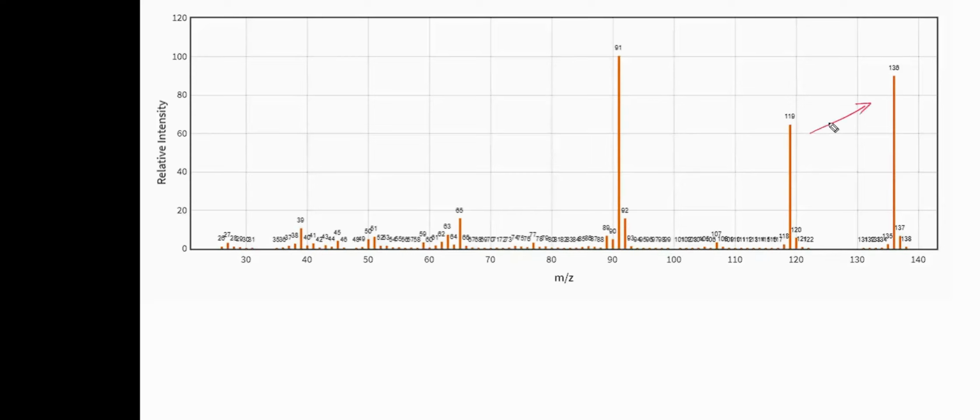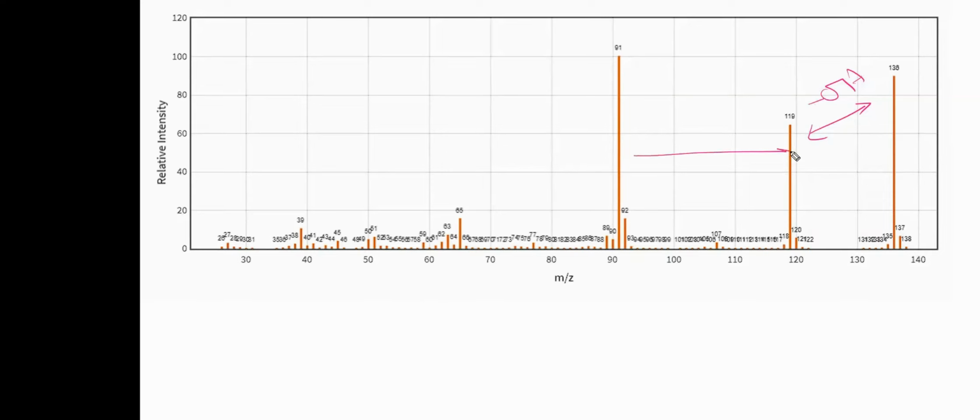Can somebody tell me what is the difference here between 136 and 119? What is the difference? Can somebody tell me? It's an OH, exactly. It's an OH because 136 minus 119 is going to be 17. So that's an OH. Okay, good. So now, does that mean this is an alcohol? Not necessarily, okay? Let's see why.